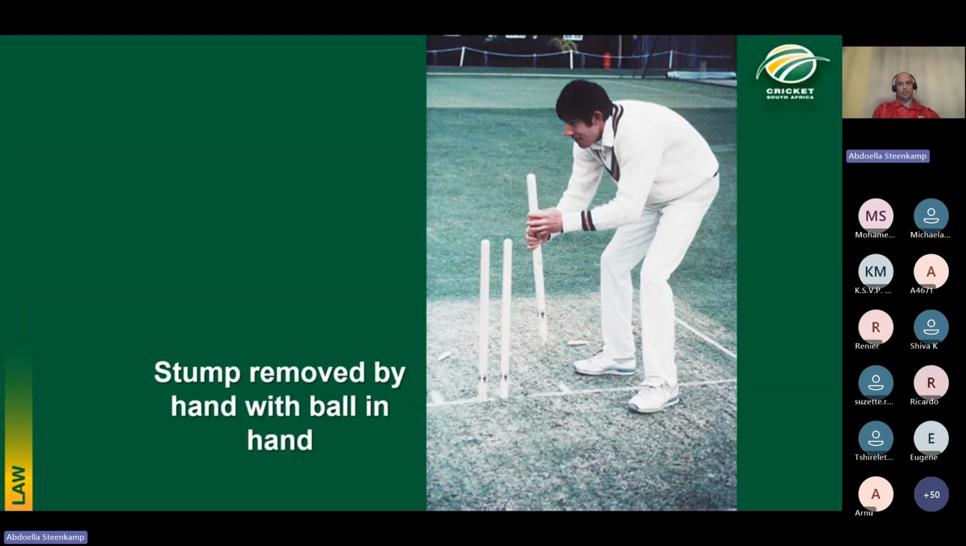The third way to put the wicket down: you take the ball and you throw one of the stumps out of the ground. But it needs to be out of the groove. And the fourth way to put the wicket down: you can take the ball in hand and hit one of the stumps out of the ground. But it needs to be uprooted. Then you've also put the wicket down.